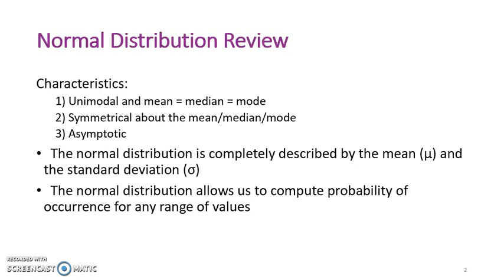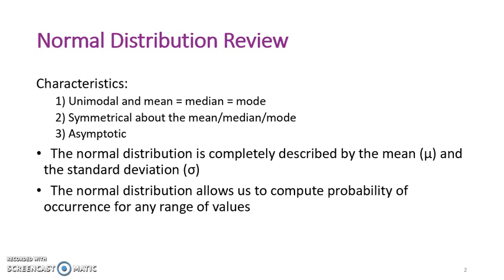In a previous lecture, we talked about the normal distribution. It's a theoretical distribution. We learned the characteristics of the normal distribution, which are that it is unimodal, and the mean, the median, and the mode are all equal, that it is symmetric about the mean, the median, and the mode, meaning if you folded it in half, the two halves would be mirror images of one another, and that it is asymptotic, meaning the tails stretch to negative and positive infinity without ever touching the x-axis.